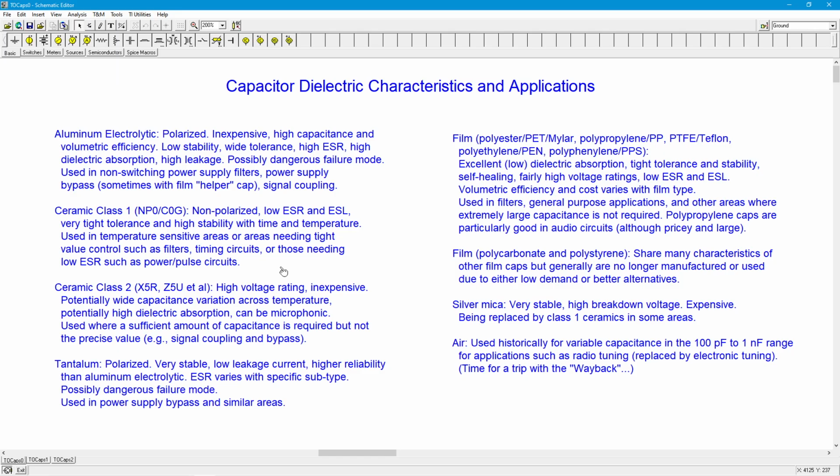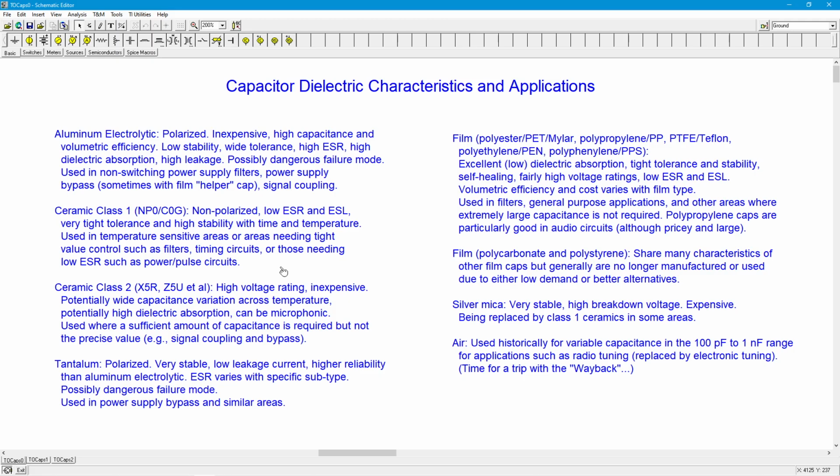Another problem is they can be microphonic, meaning they can actually pick up physical sensations. Right? And that would modulate the capacitance. That can be a problem in certain kinds of circuits. So they're not really all that great.